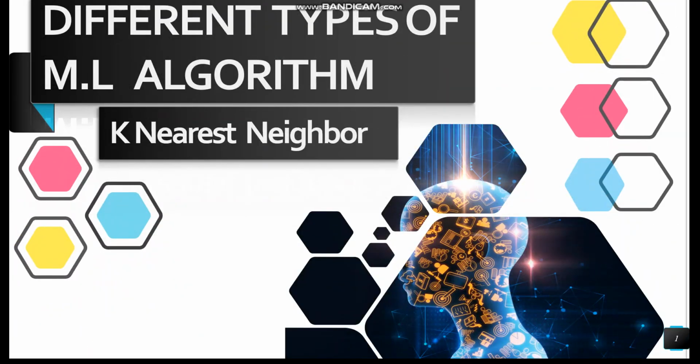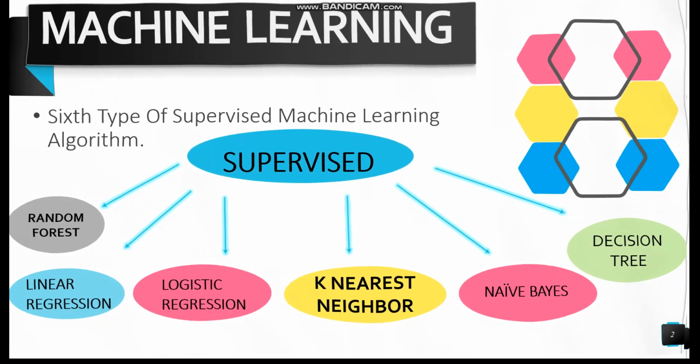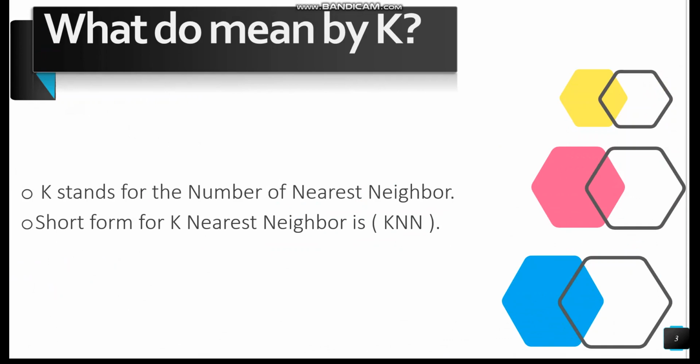In this lecture, we are going to discuss the sixth type of supervised learning algorithm, that is K nearest neighbor. In our previous lectures, we discussed random forest and naive Bayes. Our very first question is, what do you mean by K in K nearest neighbor? K stands for the number of nearest neighbors.